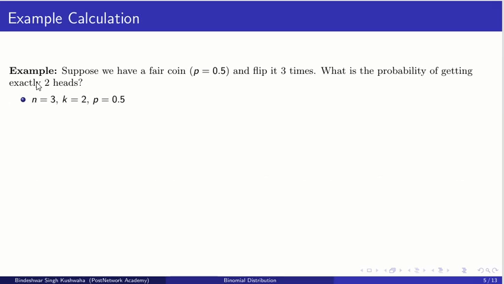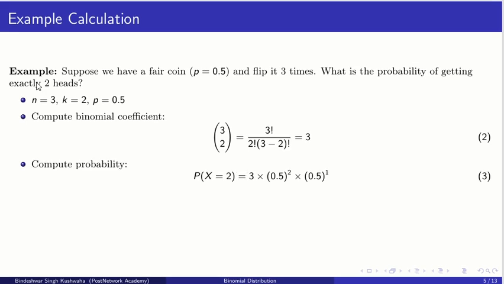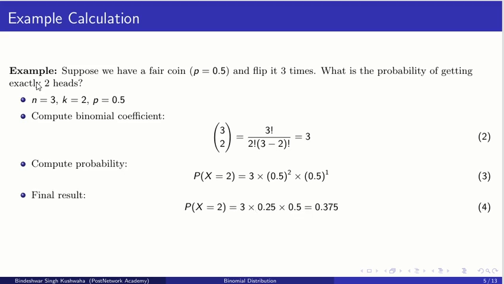Now let us take an example. Suppose we have a fair coin, and fair coin means the probability of getting head or tail is 0.5, and flip it 3 times. What is the probability of getting exactly 2 heads? So that means k is equal to 2, and if you plug in the values, the binomial coefficient is 3, so 3 into 0.5 squared into 0.5 raised to 1, that would be 0.375.